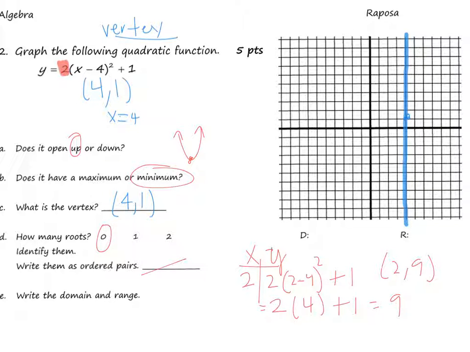So let's just plug that in. At 2 and 9, let's plot that point. Let's graph its mirror image on the other side. And you can see this is a narrow parabola. Do your best to make this look curved.